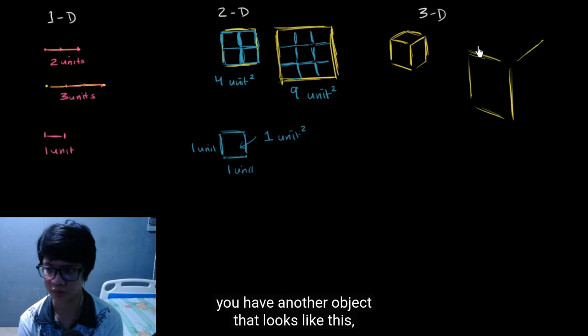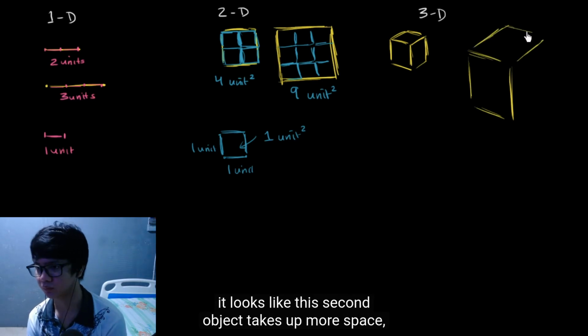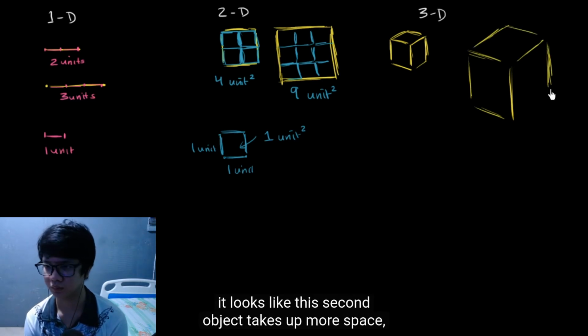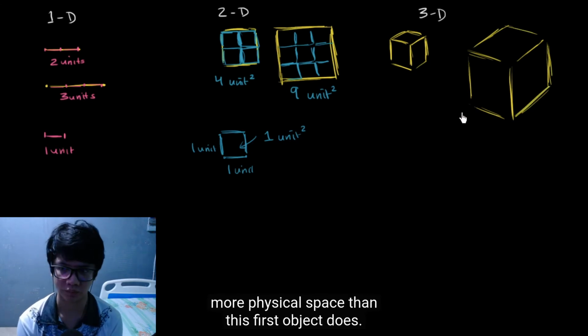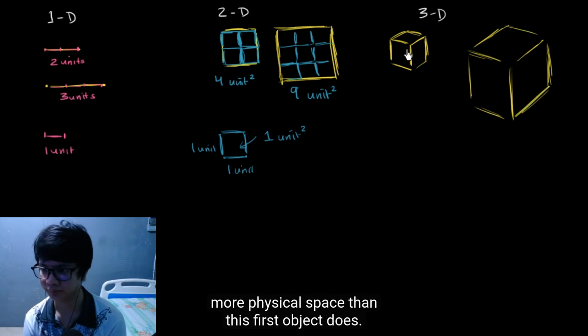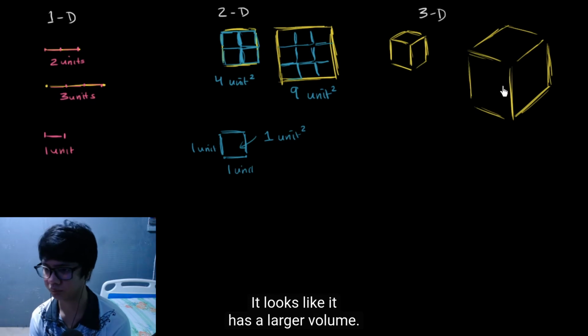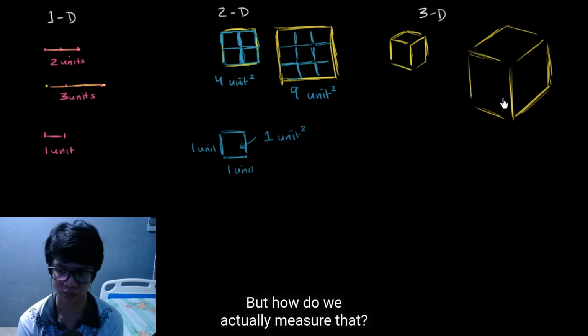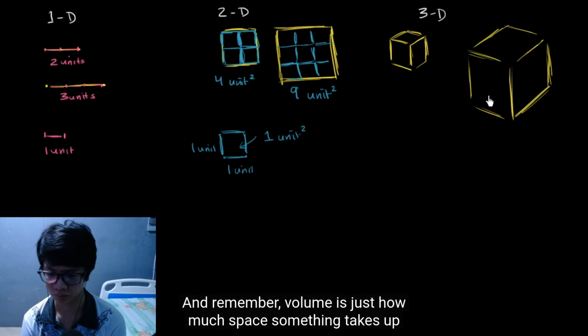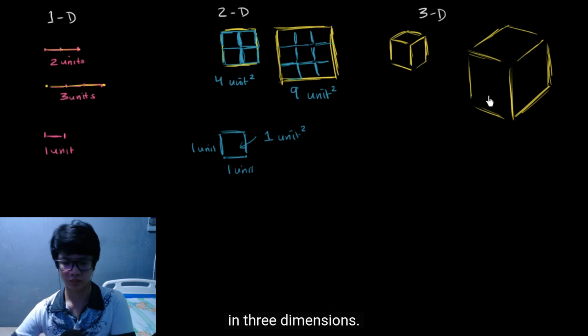It looks like this second object takes up more physical space than this first object does. It looks like it has a larger volume. But how do we actually measure that? And remember, volume is just how much space something takes up in 3 dimensions.